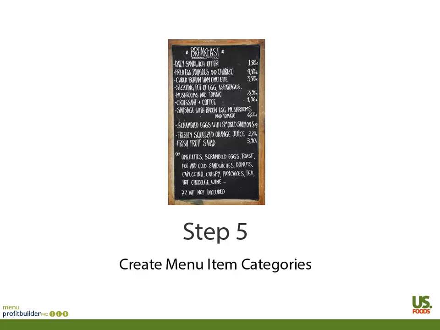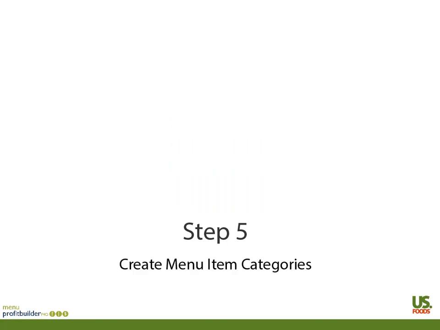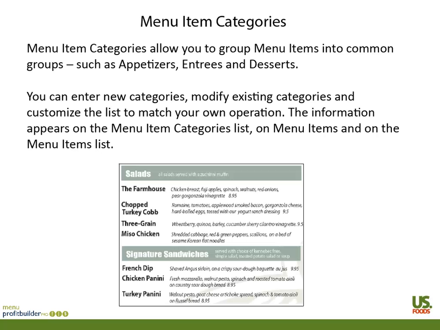Step 5. Create menu item categories. Menu item categories allow you to group menu items into common groups such as appetizers, entrees, and desserts. You can enter new categories, modify existing categories, and customize the list to match your own operation. The information appears on the menu item categories list, on menu items, and on the menu items list.